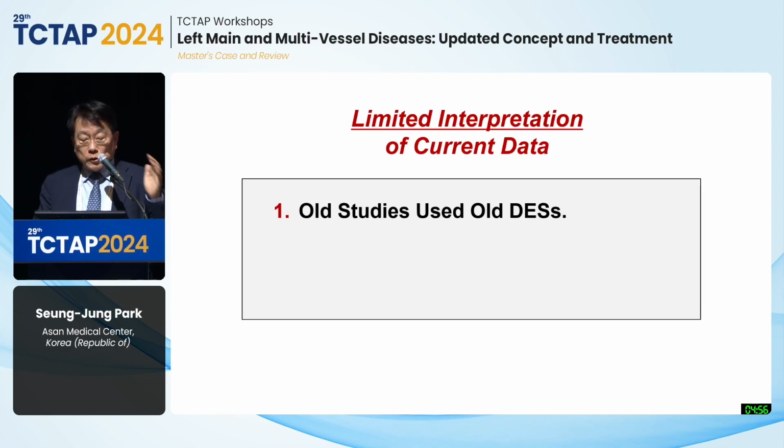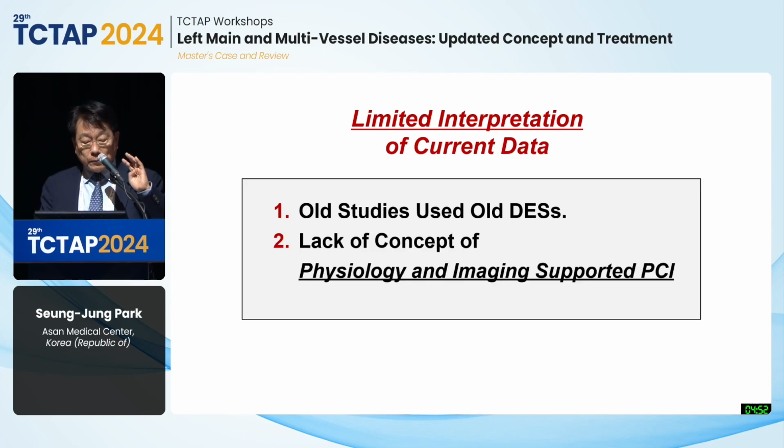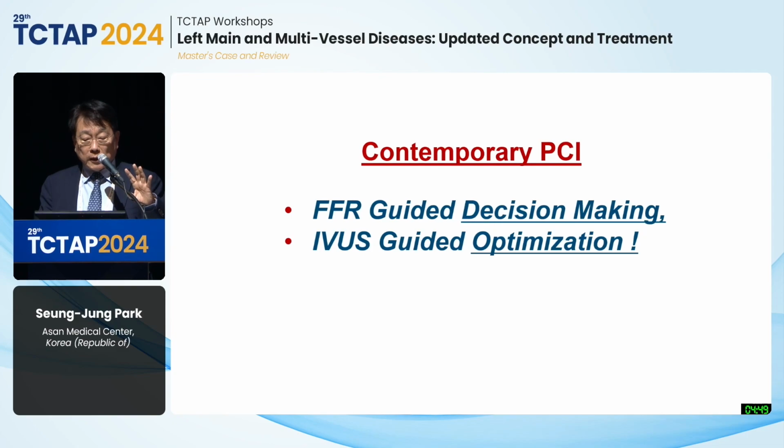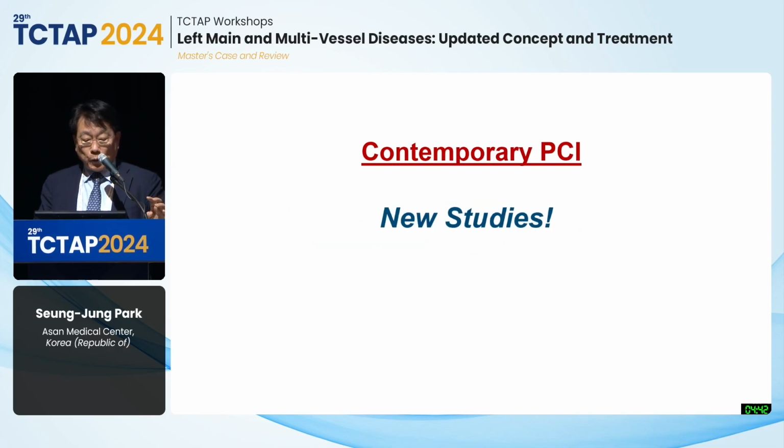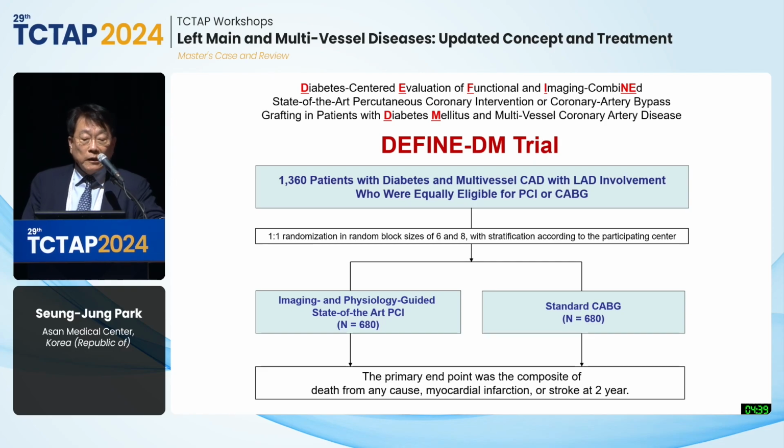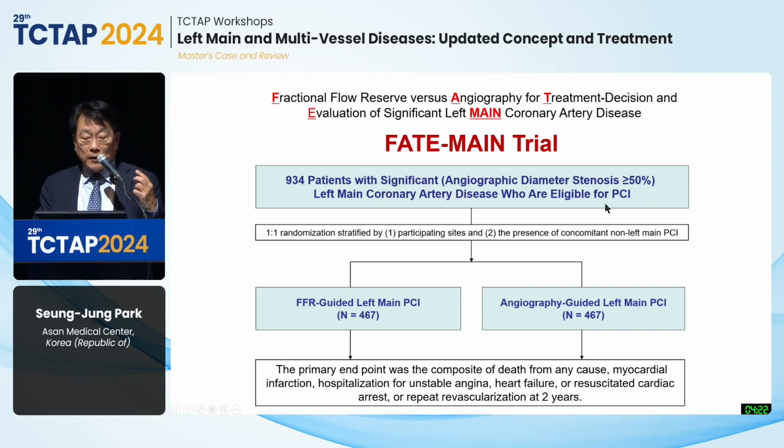Just to mention, all the studies used diameter stenosis, no concept of physiology or imaging supporting the PCI. So we have to consider contemporary PCI, FFR guided, and I support new studies. Duk-Woo introduced functionally guided, even in the diabetic patients with three-vessel disease, we are going to compare doing PCI and bypass surgery. That is the defined DM study. And the main study, even in the main disease, downstream disease, is multi-vessel disease. We want to fix that. Lastly, even in the main disease, whether FFR really works or not, we want to evaluate that.